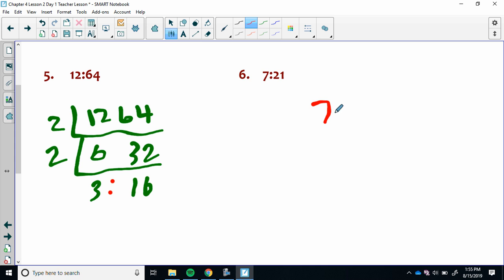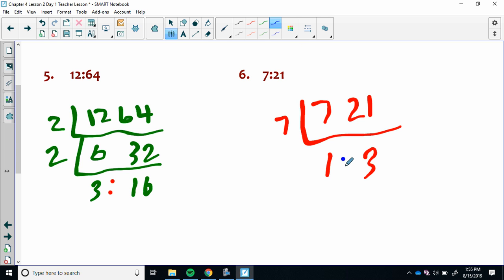7 and 21. By 7. 7 divided by 7 is 1. 21 divided by 7 is 3. Can't get any smaller than that. So my reduced ratio is 1 to 3. Just like fractions, you're not going to be able to reduce every single ratio. Some ratios will already be in simplest form.